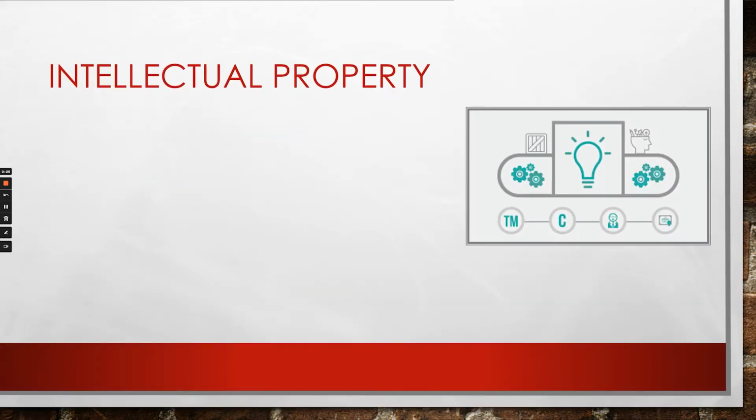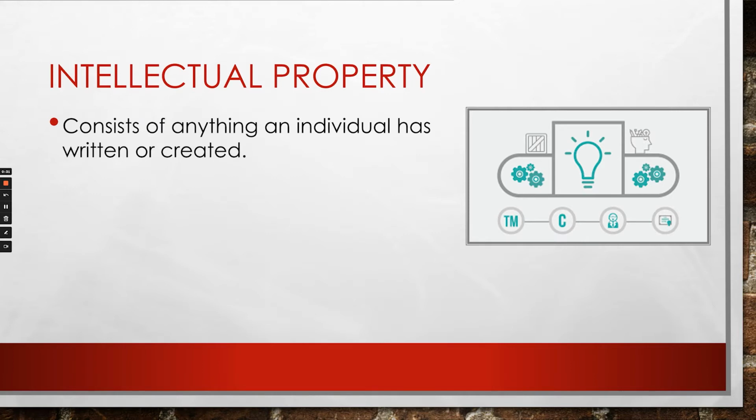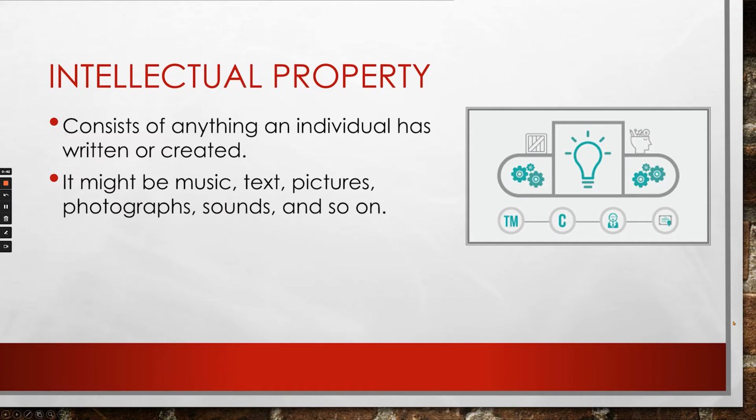So first off, we need to determine what the words intellectual property mean, and we've talked about that in the past chapters. So intellectual property consists of anything that an individual has written or created. So anything that you guys create down in MAP is intellectual property. It might be music, text, pictures, photographs, sounds.